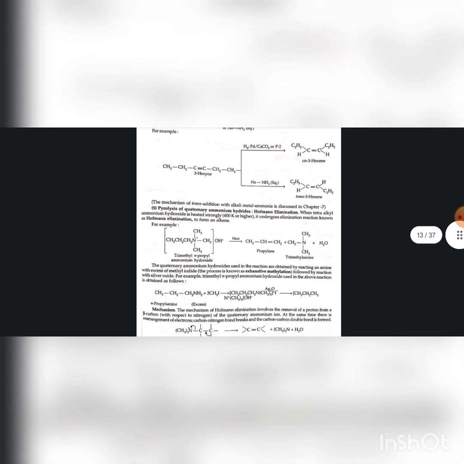The mechanism of trans addition with alkali metal ammonia is discussed in chapter 7. Fifth is pyrolysis of quaternary ammonium hydroxides.